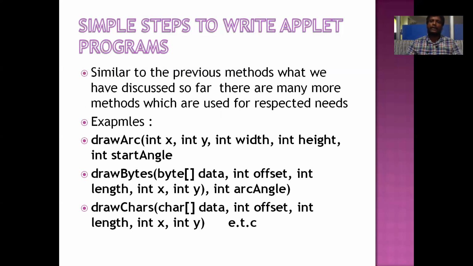If I want to draw an arc, we use the draw arc method, which will take the following parameters: x, y, width, height, start angle, arc angle. So for the draw arc method, we are going to pass parameters: x and y starting position, width and height of the arc, and angle of the arc also. The draw bytes method will take an array as the first parameter, then offset value as the second parameter, length as the third parameter, and x and y as the fourth and fifth parameters. And similarly, the draw chars method also. These are some of the methods in the graphics class which we are going to use for different needs. Coming to the next slide.